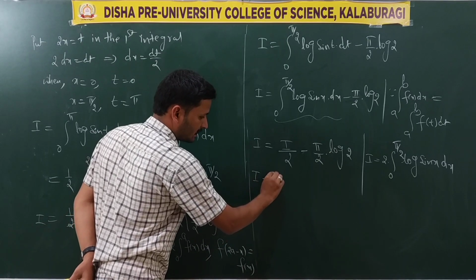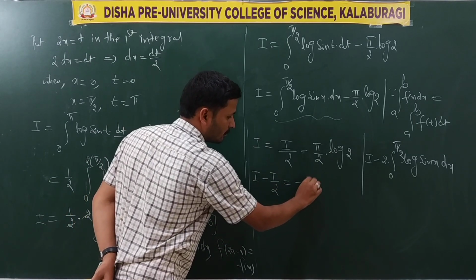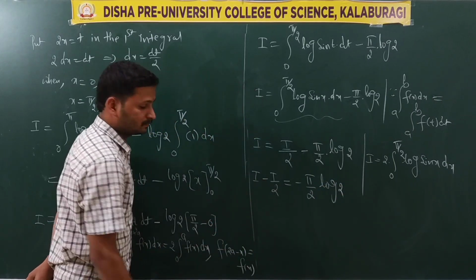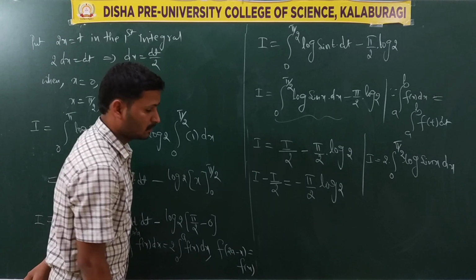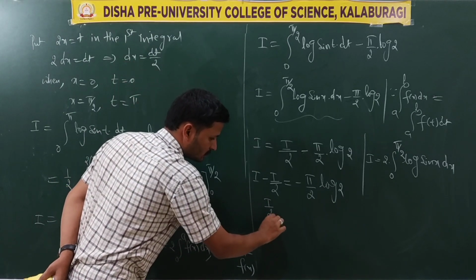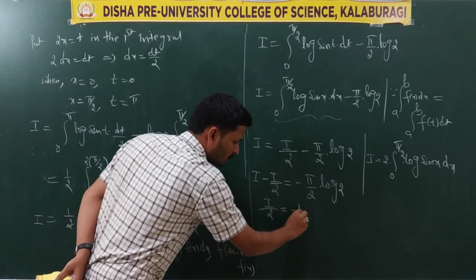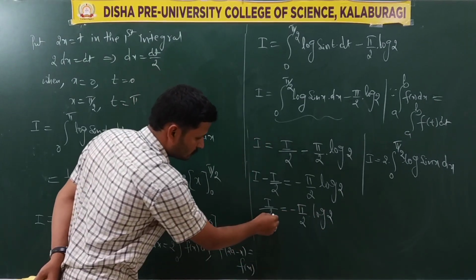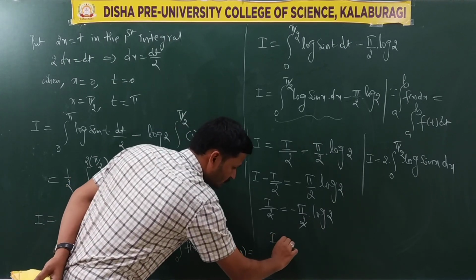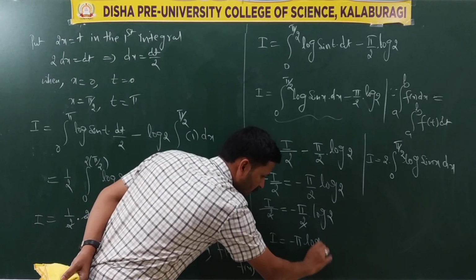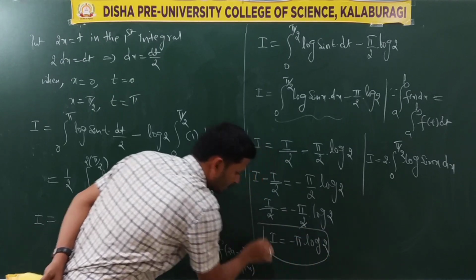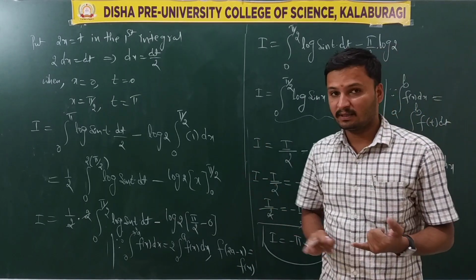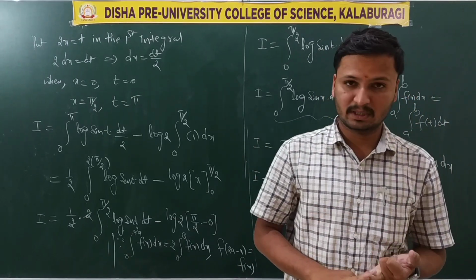So what happens? I minus I by 2 is equal to minus pi by 2 log 2. So I minus I by 2, that is again I by 2. So I divided by 2 is equal to minus pi by 2 into log 2. So here the 2 gets cancelled, then I is equal to minus pi times log 2. Understood? In the first problem we gave equation 1 and equation 2, correct?